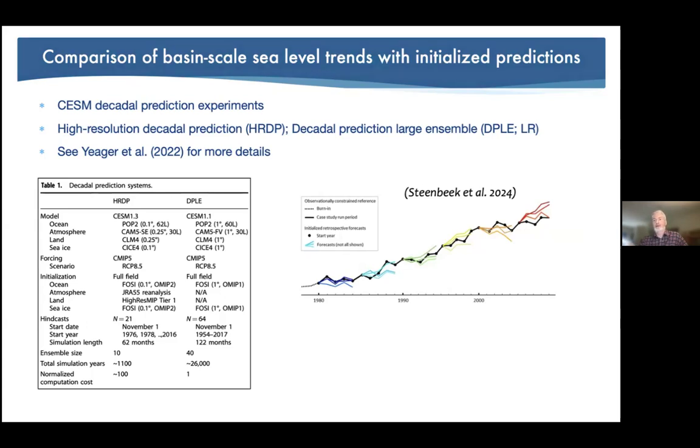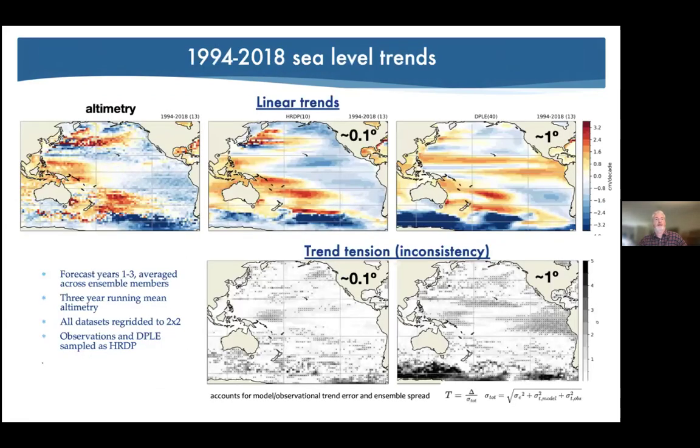So what I'm going to be doing in the next slide is showing the differences between altimetry records, high resolution decadal prediction experiments, and low resolution decadal prediction experiments over the altimeter record. I'm going to be looking at trends from around 1993 to 2019 and comparing those with observations. So the main results are here.